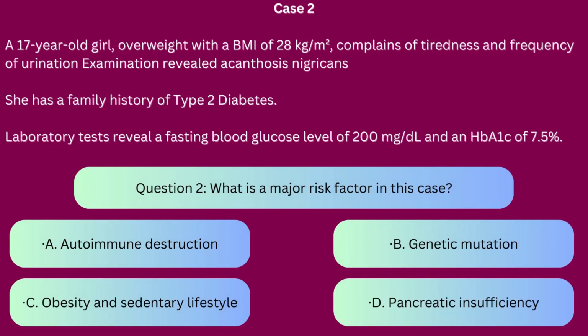Question number 2. What is a major risk factor in this case? A. Autoimmune destruction. B. Genetic mutation. C. Obesity and sedentary life. D. Pancreatic insufficiency. The correct answer is C. Obesity, especially in combination with a sedentary lifestyle, is a significant risk factor for type 2 diabetes. It can lead to insulin resistance, which is a key factor of this disease.